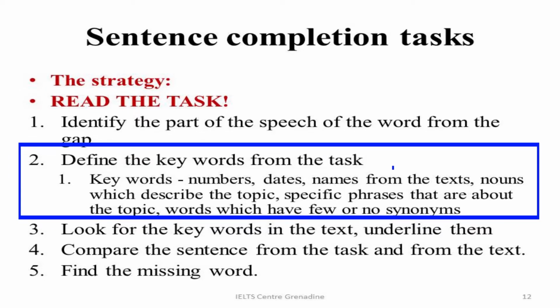So keywords are numbers, dates, names from the text, nouns which describe the topic, specific phrases that are about the topic, words which have few or no synonyms. We're going to work with the text Deforestation and Desertification, on page number 7. Deforestation and desertification is the topic of the text we're working with. So what are we planning to do in exercise 9?